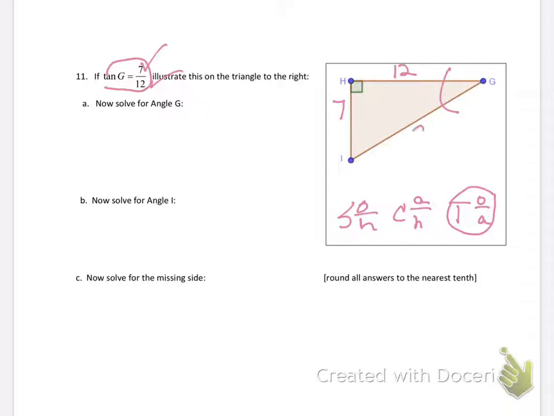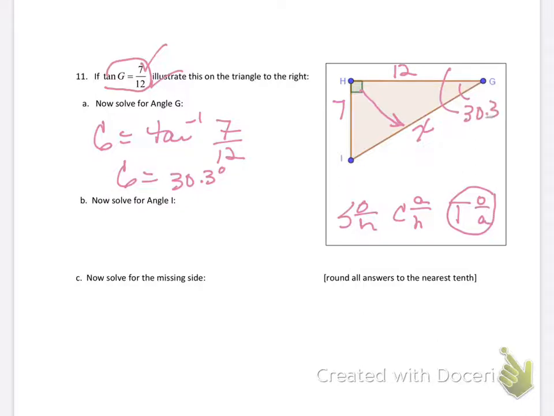Adjacent can't be over here where I'm putting the X because that is the hypotenuse, which is always across from the right angle. Okay, so if I know that tan of G is 7/12, then I know G has to be inverse trig, tan to the -1 of 7/12. Put that in your calculator, and you should be getting 30.3 degrees. Again, I've rounded to the nearest tenth. So let's put that on our little figure here, 30.3.